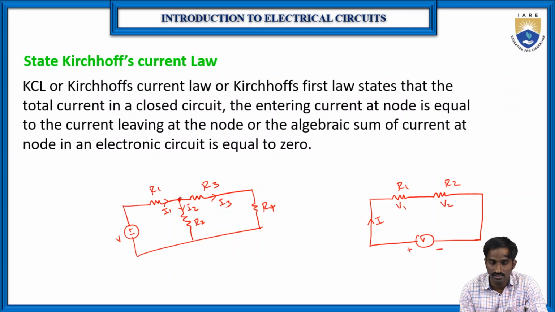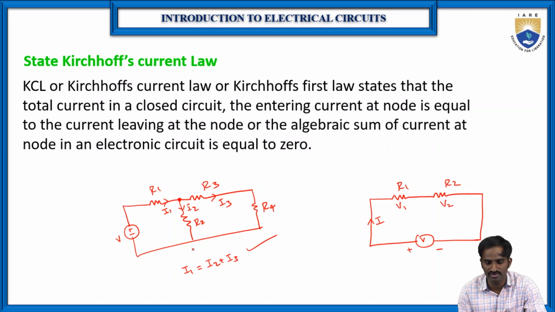This Kirchhoff's current law is related to the various currents in a circuit. It defines the relation between the currents in a circuit with respect to the node. With respect to this particular node, the sum of the currents entering the node is equal to the sum of the currents leaving the node. The current entering is I1, which is equal to the currents leaving, I2 plus I3.